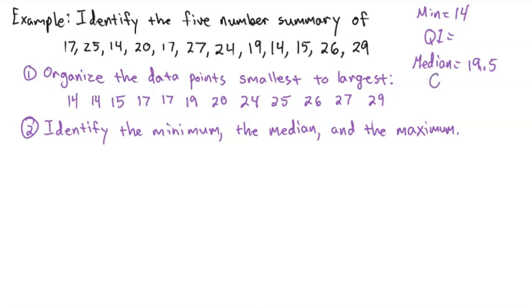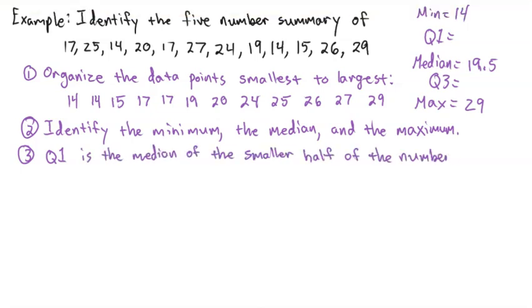Then the maximum, so we'll put quartile 3, we'll leave room for that. And then the maximum is the highest number, which is 29. All right, well, look, we've got 3 of our 5-number summary. Let's go on to step 3. Step 3 says quartile 1 is the median of the smaller half of the numbers. Now, I have a note here that says if there's an odd number of data points, do not include the middle number.